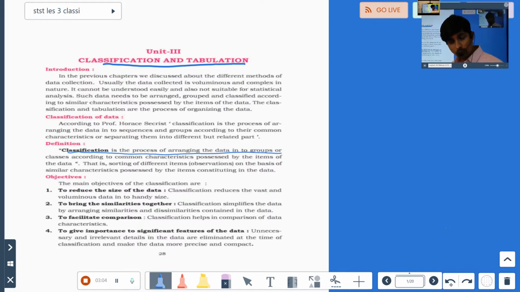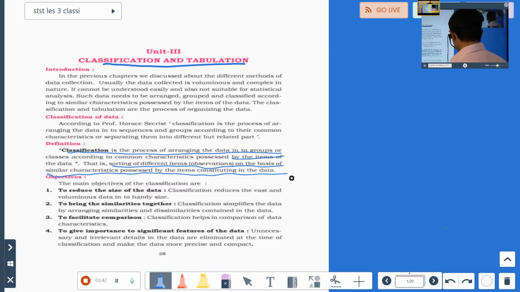Vegetables is a different thing. Liquid food is a different thing. Milk is a different thing. Okay, you will not mix it. You cannot mix it. That's what they are telling you. That is, classification is the process of arranging the data into groups or classes according to the common characteristics possessed by the items of the data. That is sorting of different items or observations on the basis of similar characteristics possessed by the items constituting the data. This is the definition of classification.